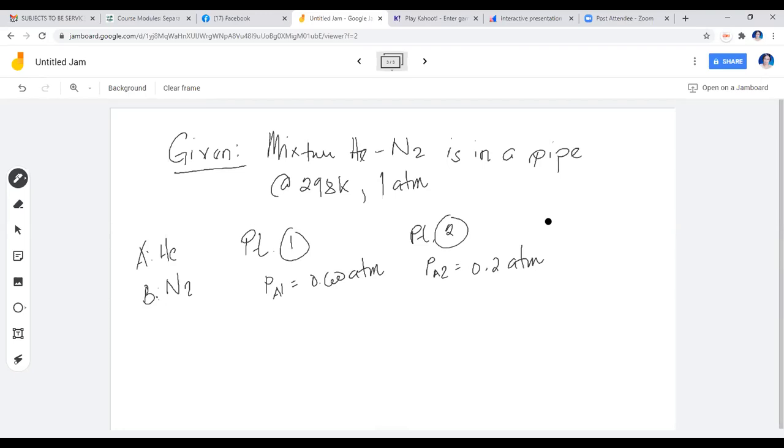And it says that you are to determine the flux. So we'll write here the required. You are to determine the flux, that would be J asterisk of A from point 1 to point 2, so let's say J_A,z.